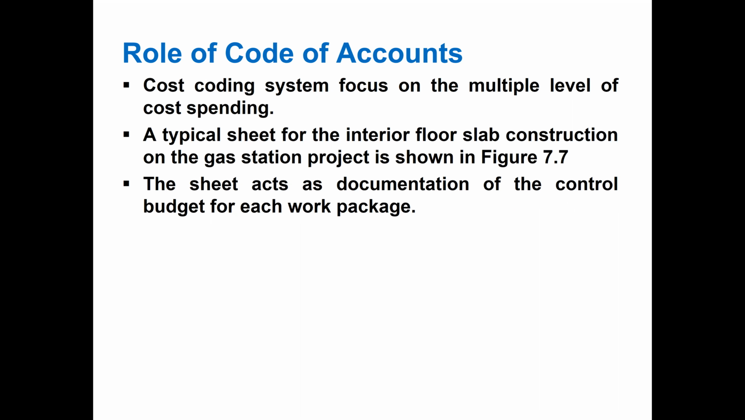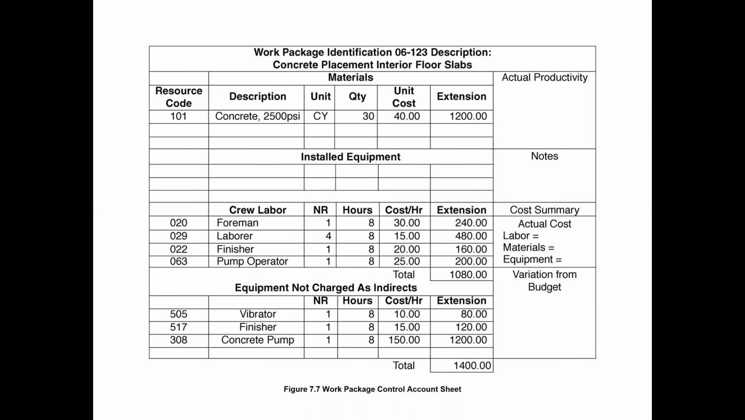A typical sheet for the interior floor slab construction of the gas station project is shown in the figure. The sheet acts as documentation of the control budget for each work package. Okay, so it's like this. If we see this sheet, these are the cost codes. One is the code for concrete. Then for crew labor, 020 is for the foreman. 029 is for the laborer, and 063 is for the pump operator. 505 is the vibrator, and 308 is the concrete pump.